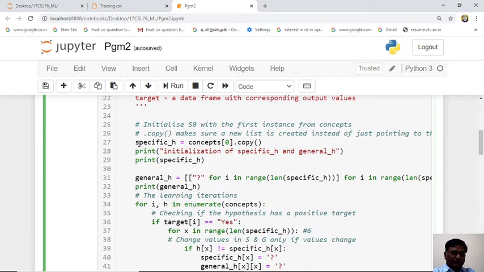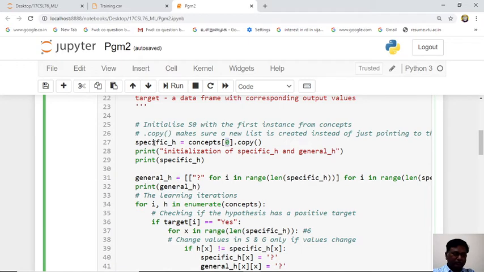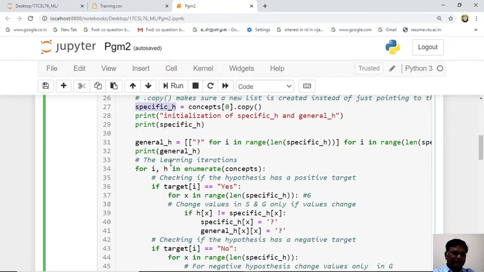Now we are using 2 variables, specific and general, to initialize. So what is the initial specific? That is the first row of your input, right? So from your concept value, the 0th index, the first row, that is this row. This row is copied, only this much, from Sunny to Same, into this variable. And we are printing that. At the same time we are initializing the general H. What is general? Initially all are empty, right?